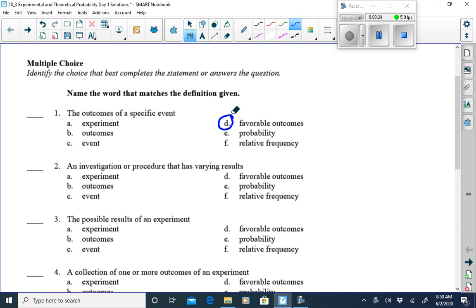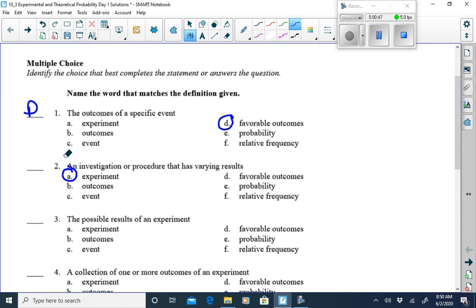what would be the probability of flipping a coin and getting heads, right? The total number of outcomes would be 2, but your favorable outcomes would be 1, right? The specific event would be getting heads, right? So 1 is D. Question 2, an investigation or procedure that has varying results, right?